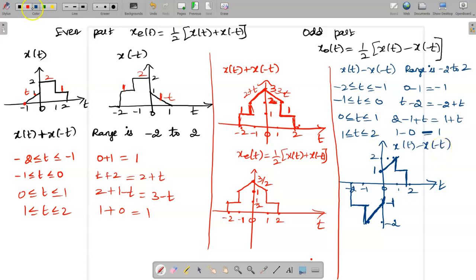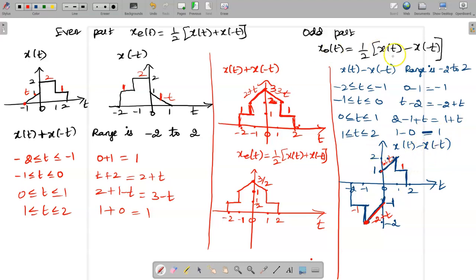So what are all the values you have? For minus 2 to minus 1, the value is minus 1. For minus 1 to 0, it is minus 2 plus t, so start with the amplitude minus 2 and just increase the slope. And 0 to 1, the value is 1 plus t, so start from 1 and increase. And 1 to 2, the value is 1. So you have the diagram like this.